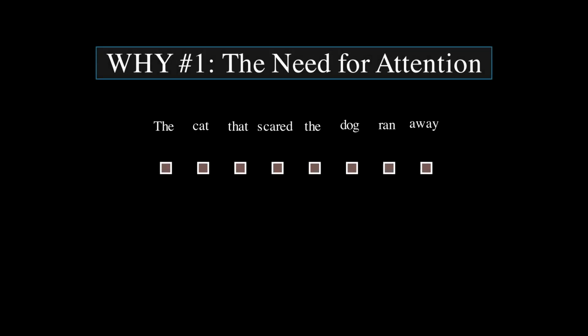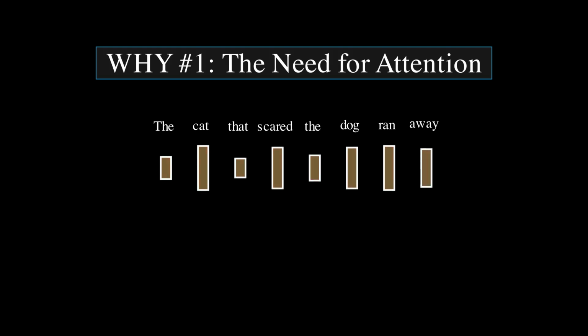Consider reading this sentence. The cat that scared the dog ran away. Your brain doesn't treat every word equally. It automatically focuses on cat, scared, dog, and ran away, while giving less attention to that and the. Traditional neural networks treat all words with equal importance, missing these crucial relationships. This is why we need a mechanism that can dynamically decide what to pay attention to.